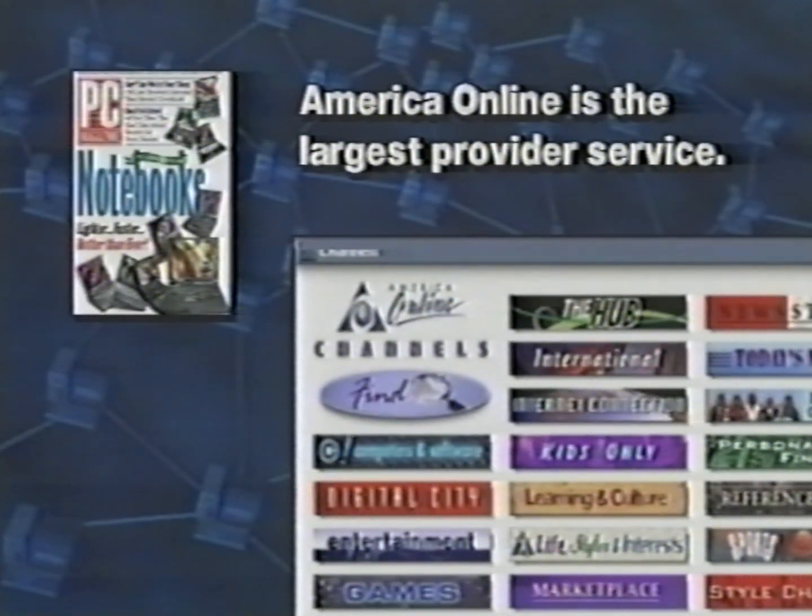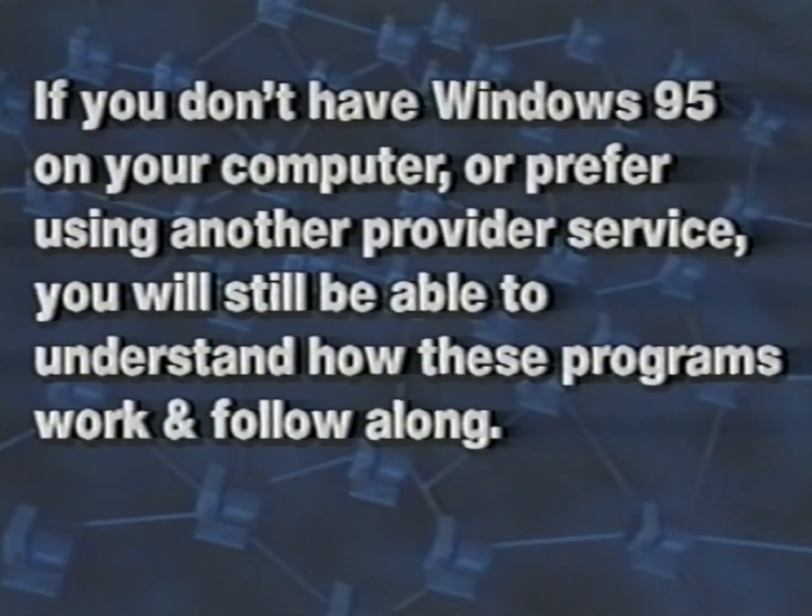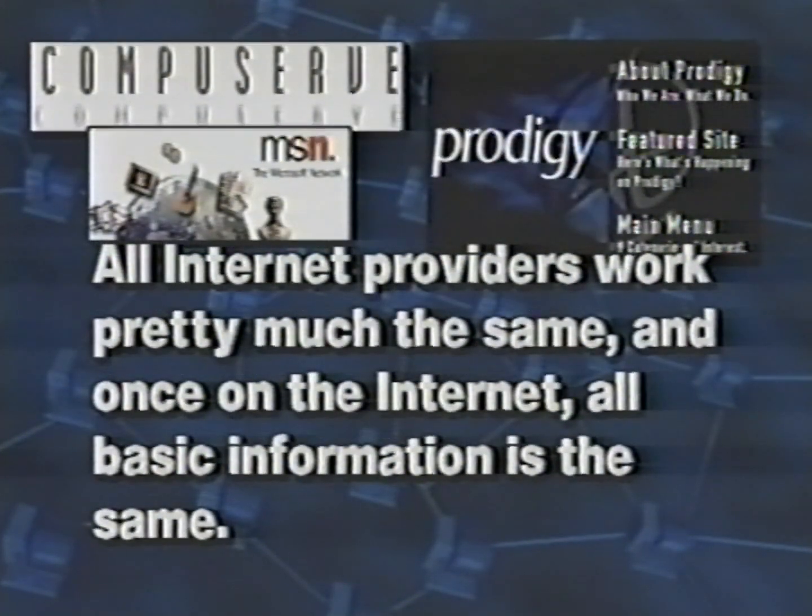We'll also be using Windows 95. If you don't have Windows 95 on your computer or prefer using another provider service, you will still be able to understand how these programs work and follow along. All Internet providers work pretty much the same, and once on the Internet, all the basic information is the same. So after you see how the features of these programs work, you'll be ready to cruise the Internet no matter what program you use. I'll go into more detail about this later.